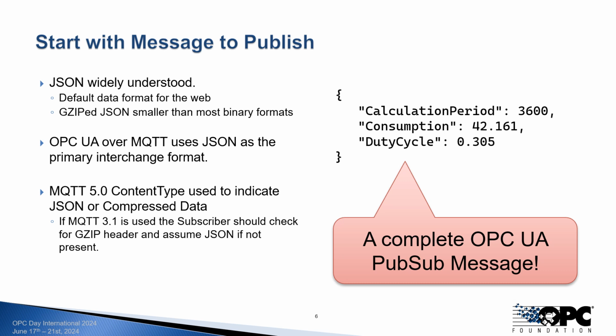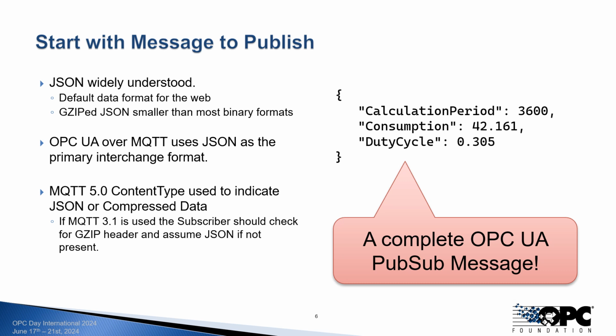And this can be consumed by anybody who understands JSON. Now, one of the important aspects of OPC UA compliance is that you also have to support gzip. And this is an important additional requirement designed to enhance interoperability because JSON can be wordy.